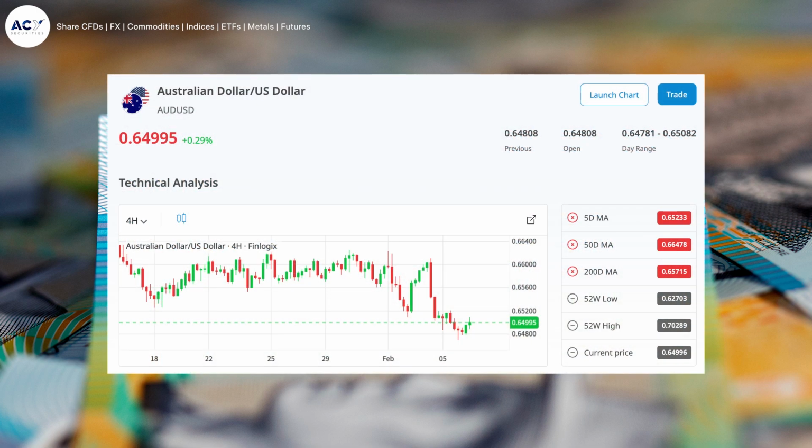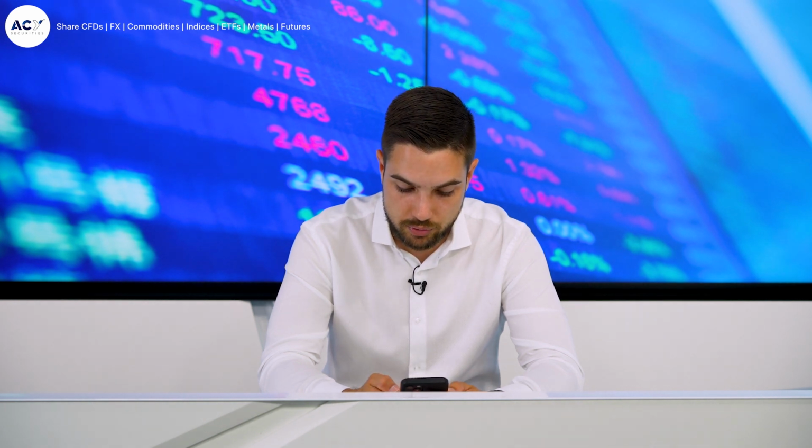If we look at the Aussie dollar against the greenback, I'm just looking at my phone right now, we did have a consolidation on the 4-hour chart, and right now we are hovering around 0.64965, but that was a pretty big drop. So I do believe we can go for 0.64 as the next target. So that's a pretty interesting trade there.